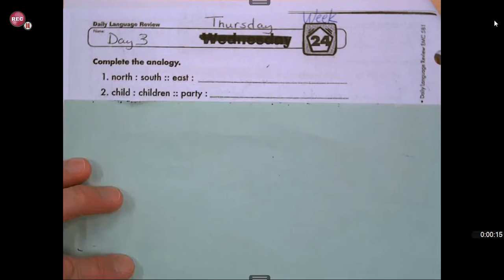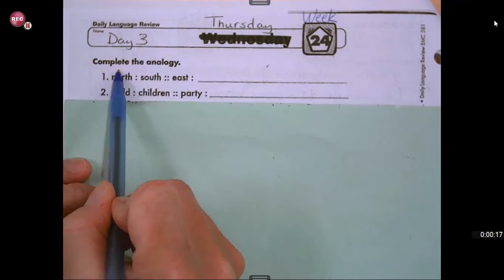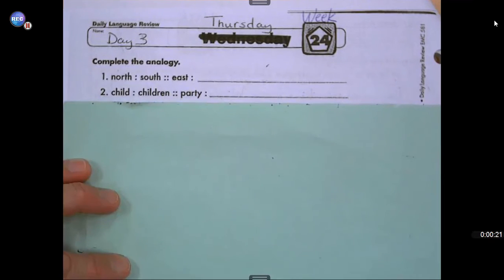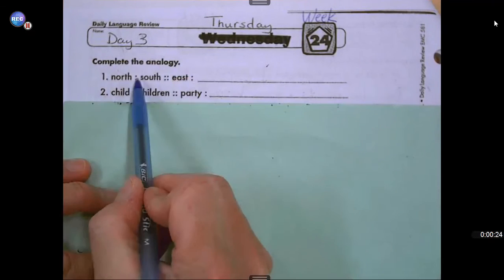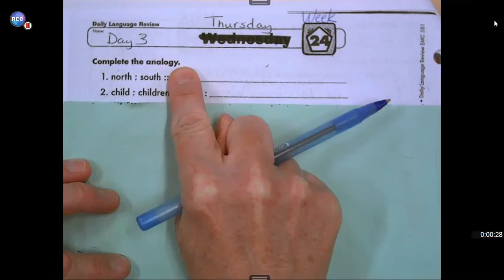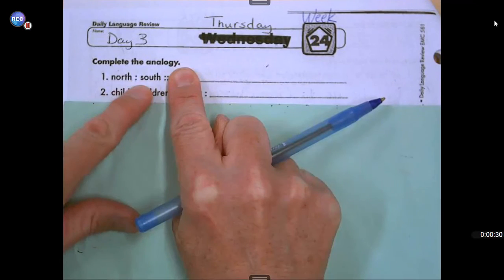Okay, let's look at number 1 and 2. The directions say, complete the analogy. An analogy is the relationship between words. So notice how there are 2 dots here and 4 dots here. I'm going to cover the words after the 4 dots, and I'm just going to focus on these first 2.